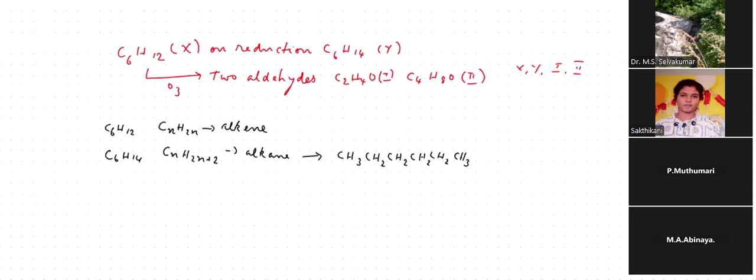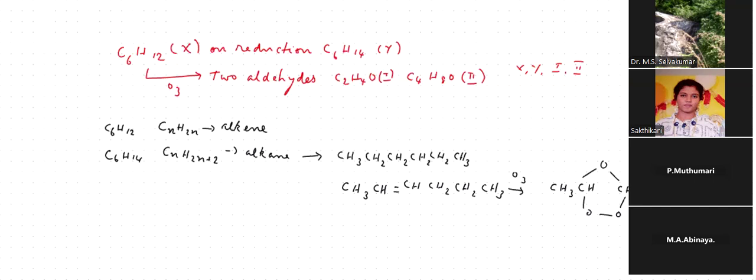Therefore, the X has to be CH3, CH, double bond, CH, CH2, CH2, CH3. Why? You do the ozonolysis reaction for this in the presence of ozone. CH3, CH, one O here, CH, CH2, CH2, CH3, and two O's are connected here.